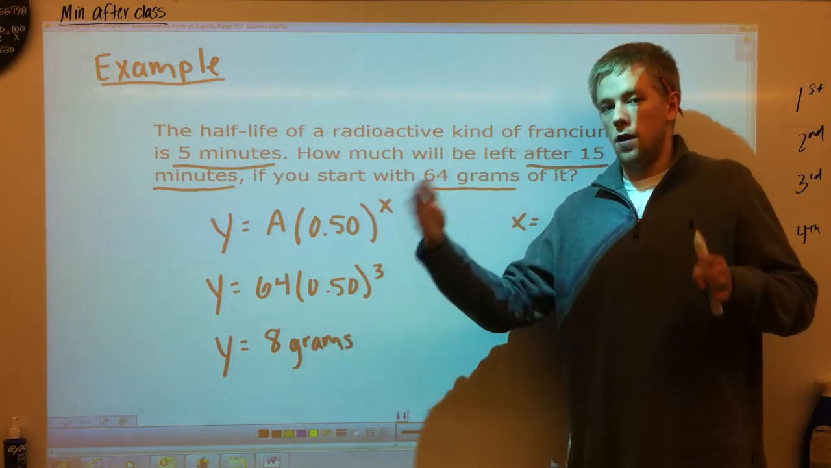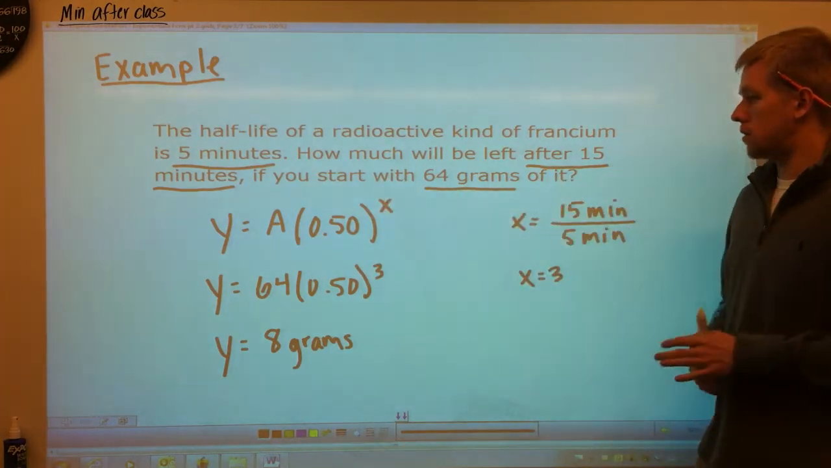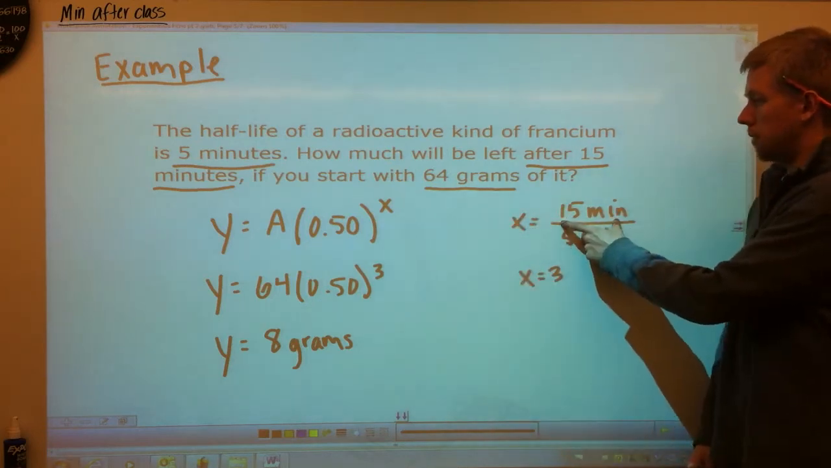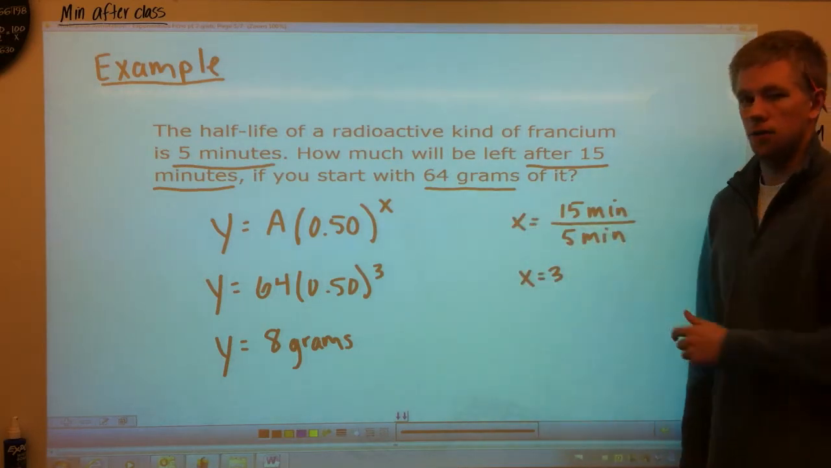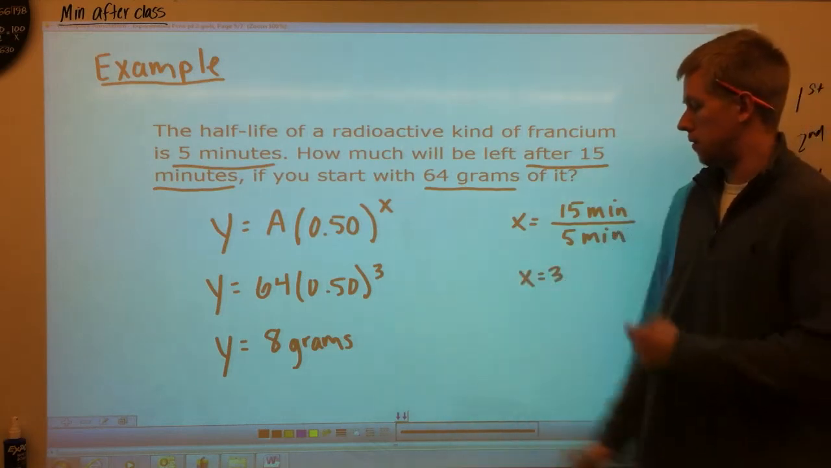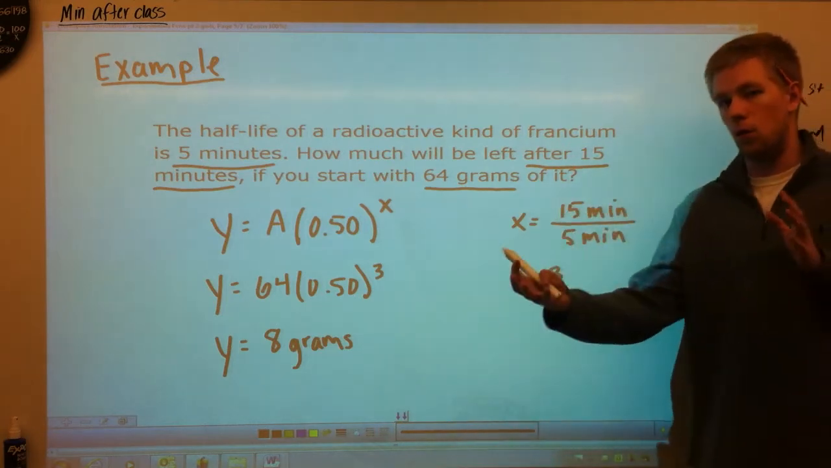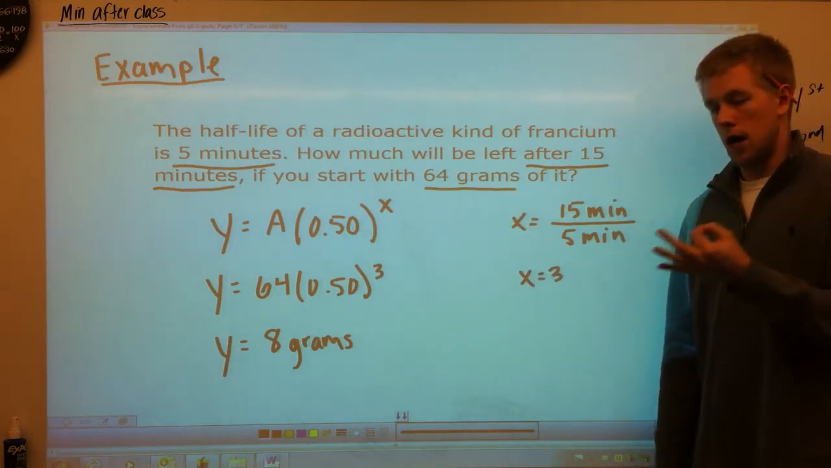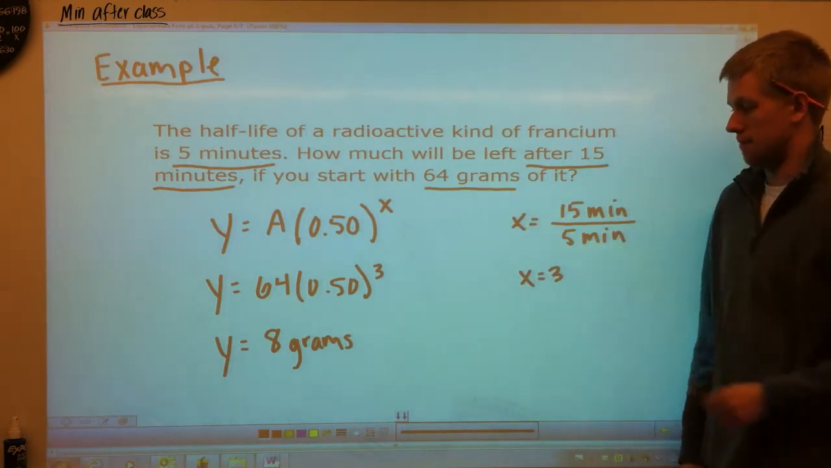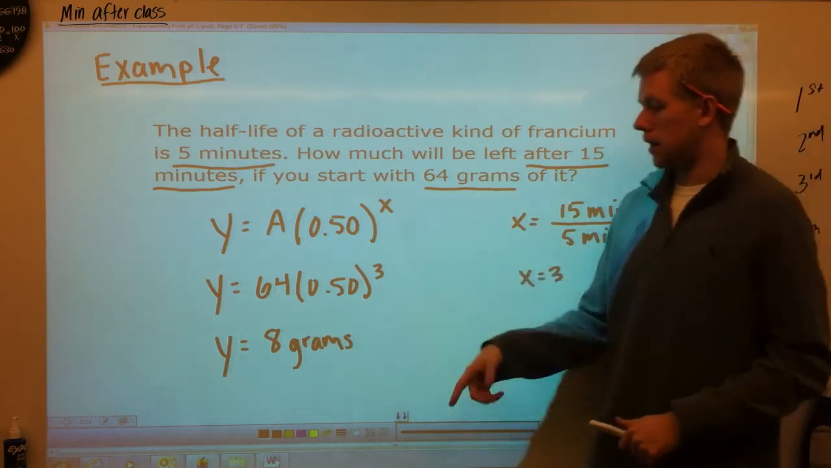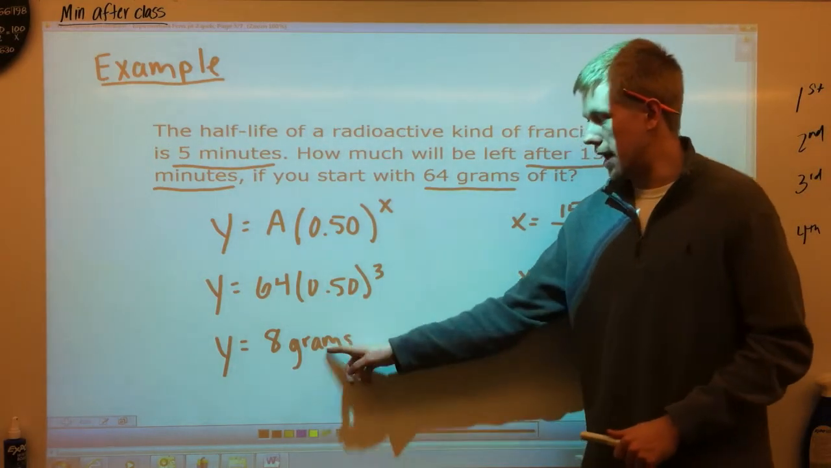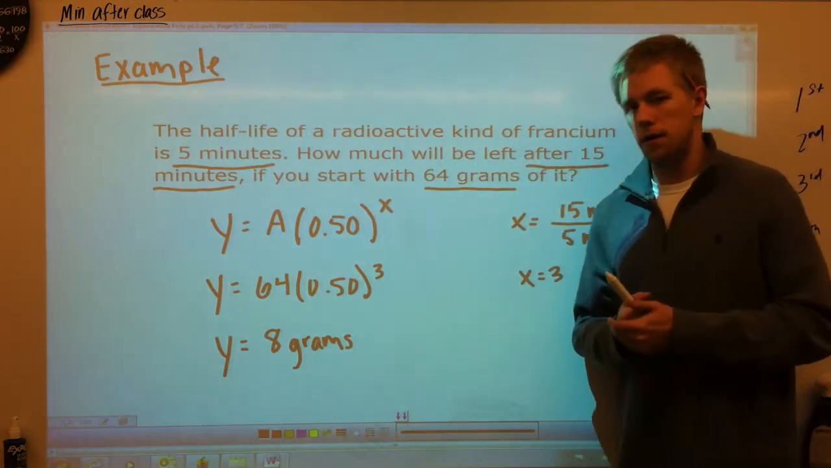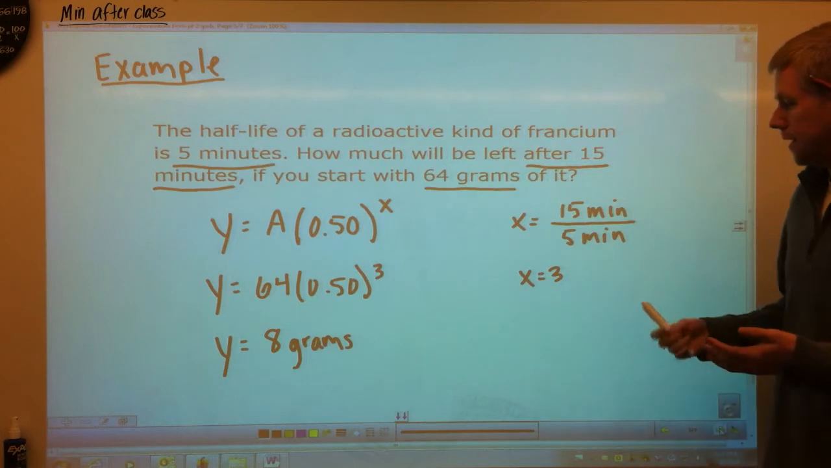Now the time frame that they wanted to find was 15 minutes. So to find the actual x that I'm going to plug in, I take the 15 minutes, divide it by 5, and I get 3. So that is what I put up here. And the reason I do that, 15 minutes was the span that they wanted, and over those 15 minutes, it's going to decrease by half 3 times because I divided it by its half-life time. When I get that 3, I plug it in, type it in the calculator, and I get 8 grams of a radioactive kind of francium, whatever francium is. Okay? Very easy.